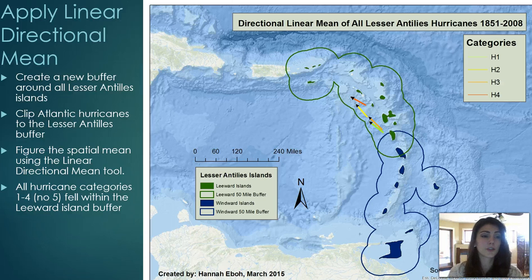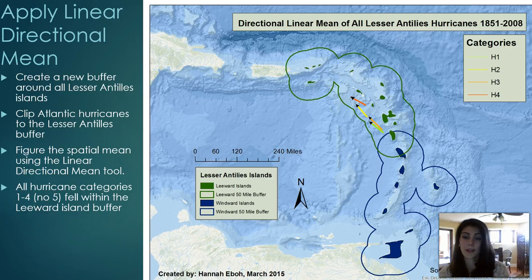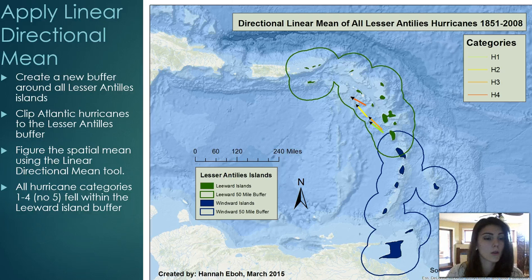Next, I applied the linear directional mean, which is essentially just the average hurricane path for each category. So where was the most hurricane category 4s on average, kind of like that. And so the linear directional mean is a spatial statistical tool in ArcMap. And to do this, what I needed to do is actually create a new buffer, which is not depicted in this picture, but that I clipped all of the hurricanes to this buffer, which included both Leeward and Windward Islands, so that I wouldn't double count this little region of overlap.